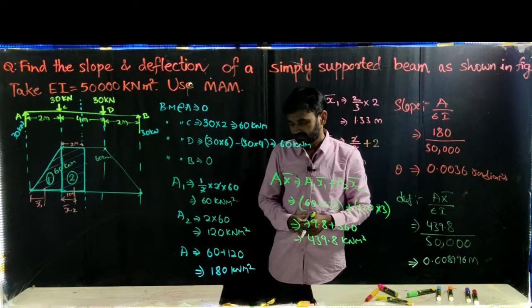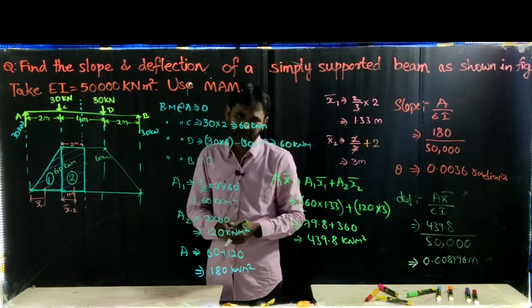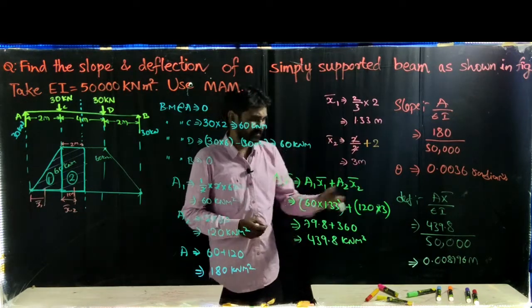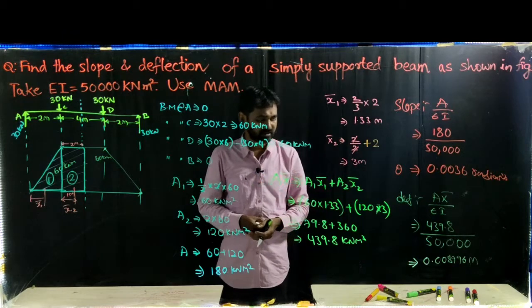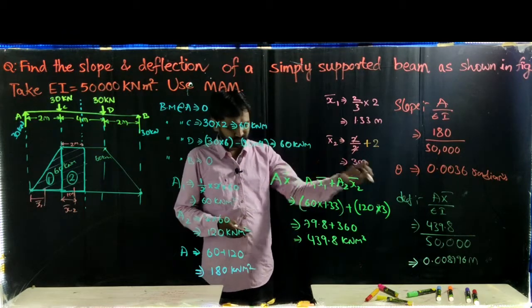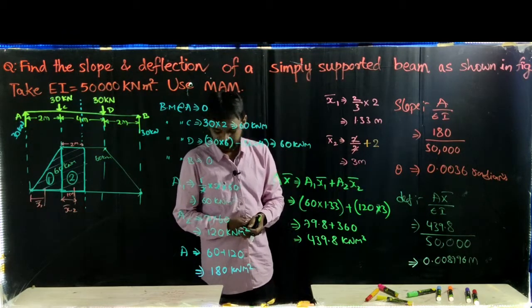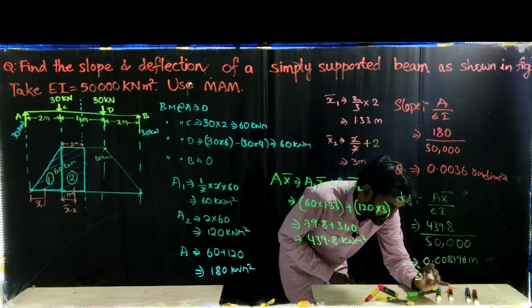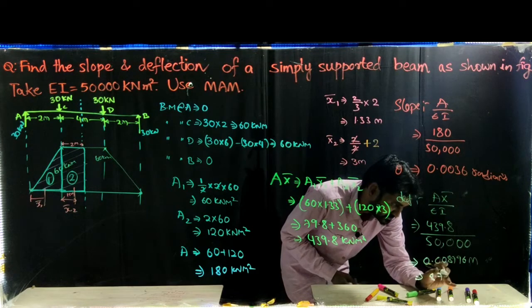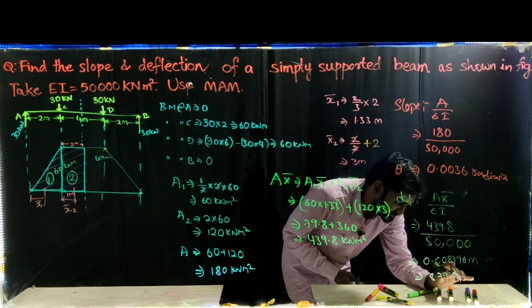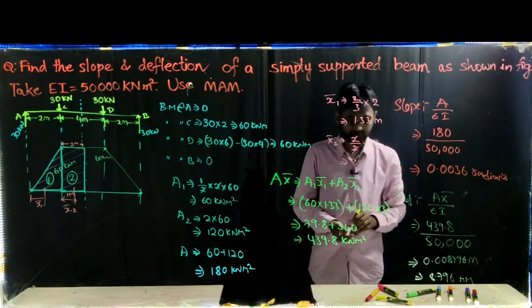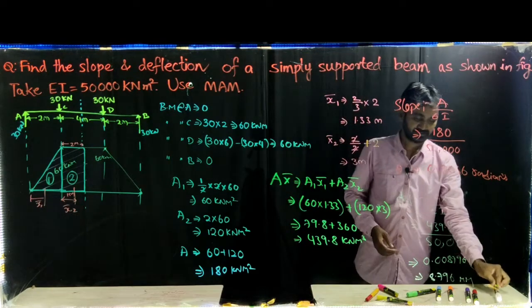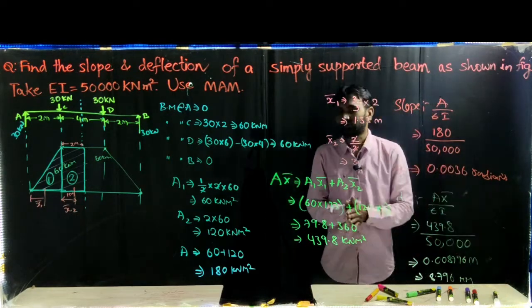meters. If you want to convert that into mm, you can convert by multiplying by 1000, because those are in meters. Then you will get 8.796 mm. So this is the way to solve the problem.